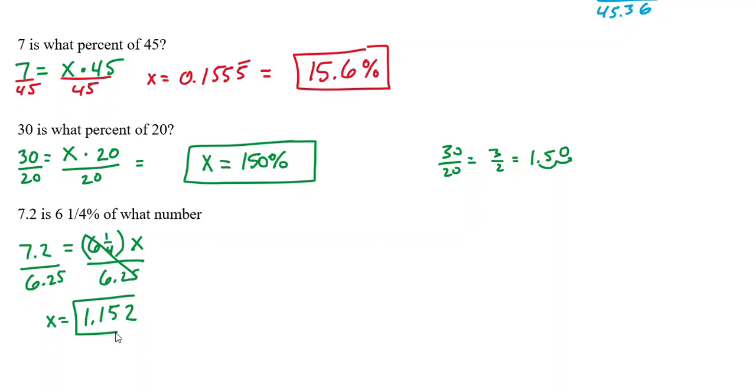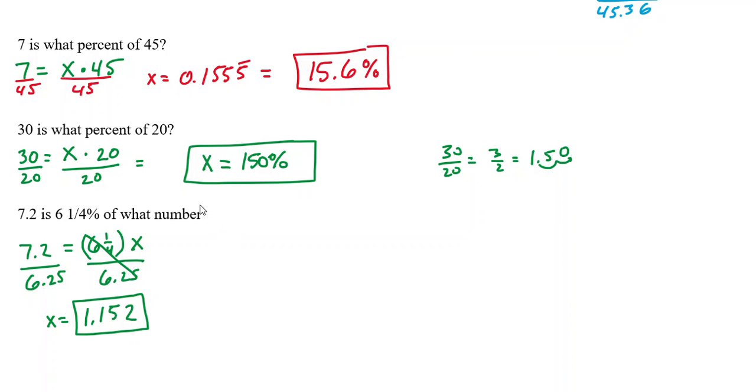Now let's see if this makes sense. 7.2 is 6 1/4% of what number? Oh my goodness. I cannot believe I did that. Forgive me, forgive me. I have completely done this one wrong. We are going to have to start this one over again. You're hopefully screaming at the screen, but well, let's check our answer.